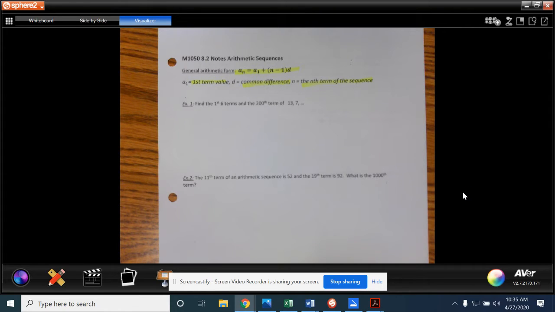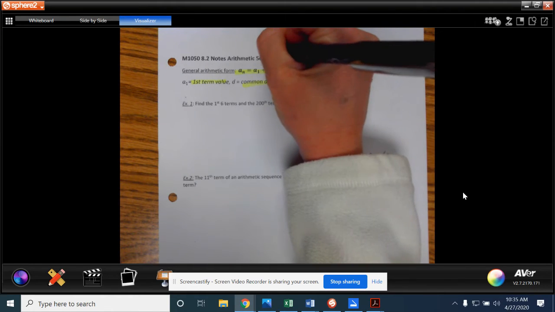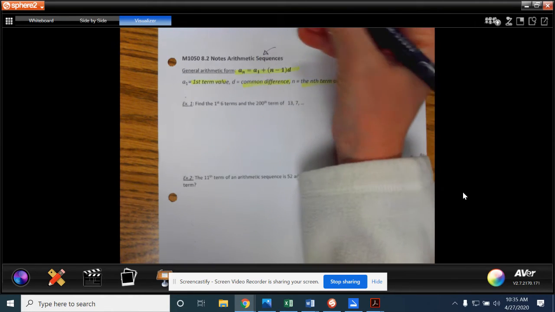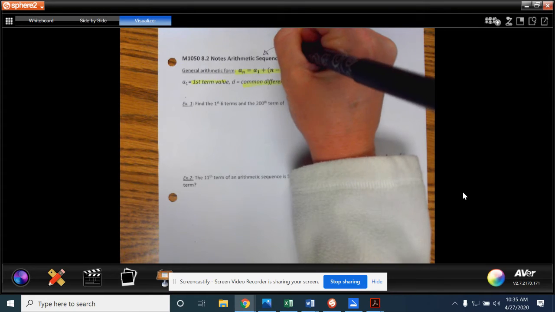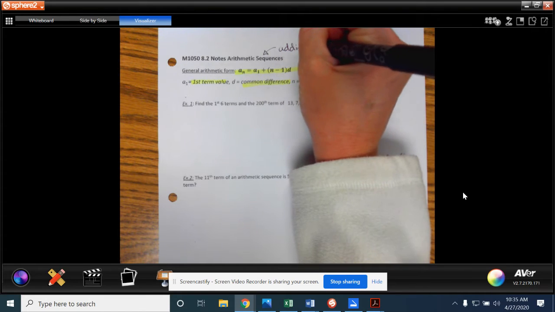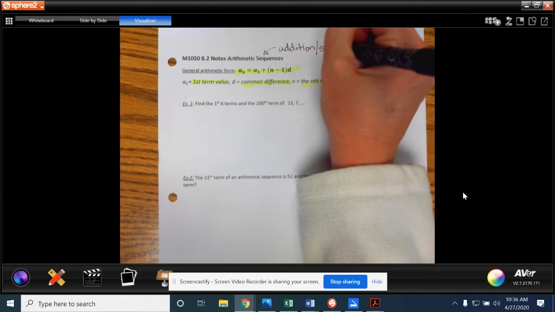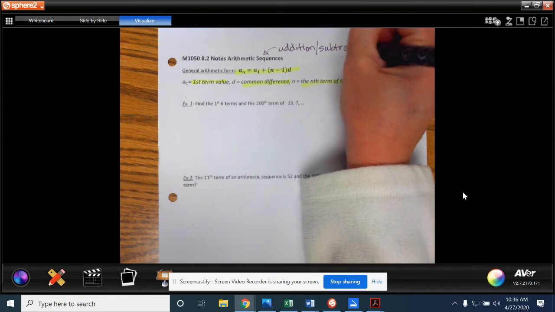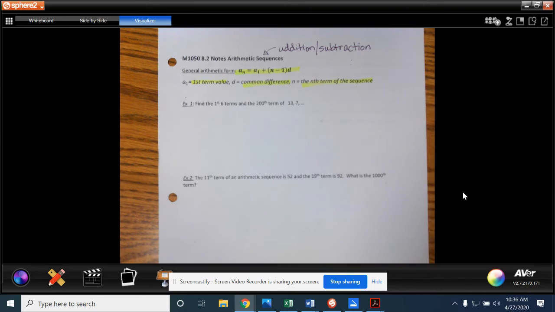If you think about it, arithmetic sequences are, just by name of it, addition items. Addition, subtraction, type of items. It is not multiplication. So let's look at this first example.